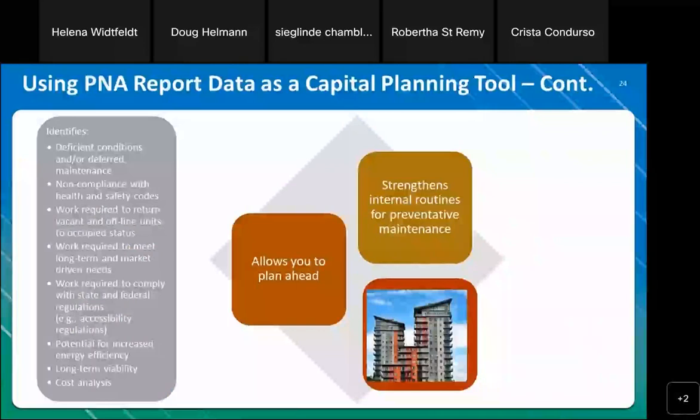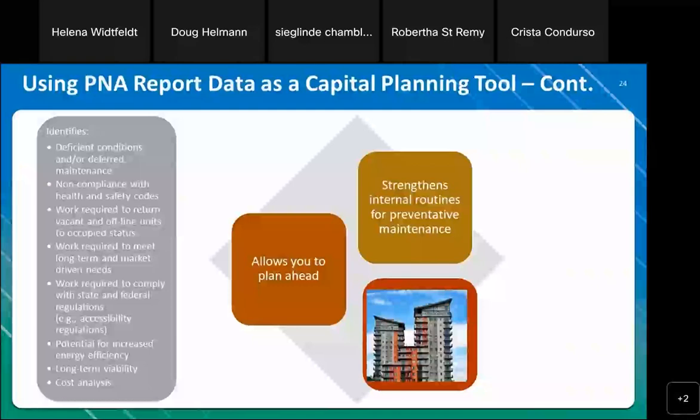This particular slide is also focusing on the strengthening of internal routines that we should nurture and develop to allow us to even get to planning. And that's why I bring up again maintenance, routine preventative plans, and work orders that are identified as repeat or constant for the same type of categories. But the PNA gives you the deficient conditions of the deferred maintenance, or validates whether you have deferred maintenance.